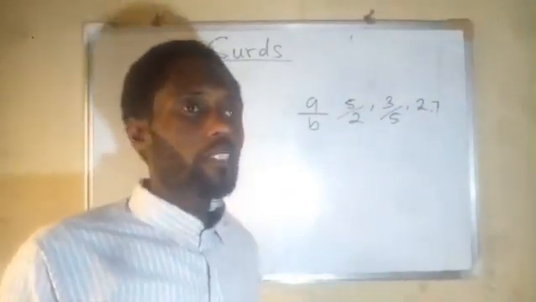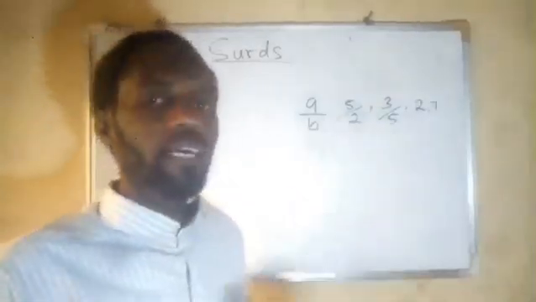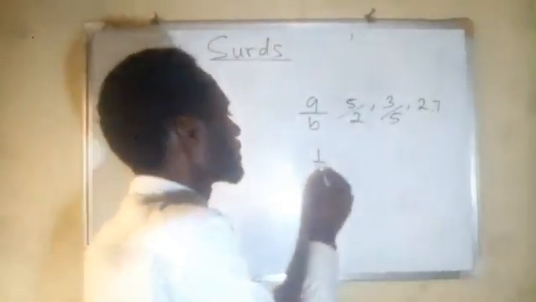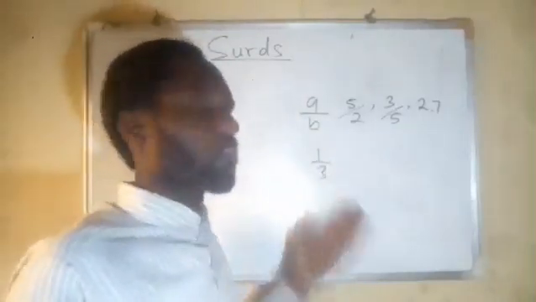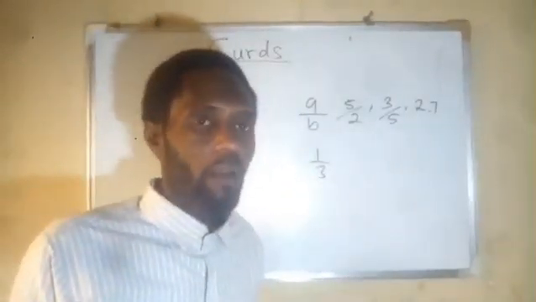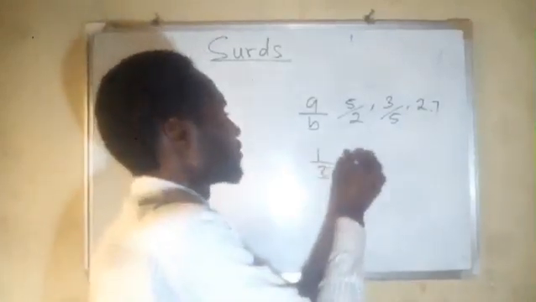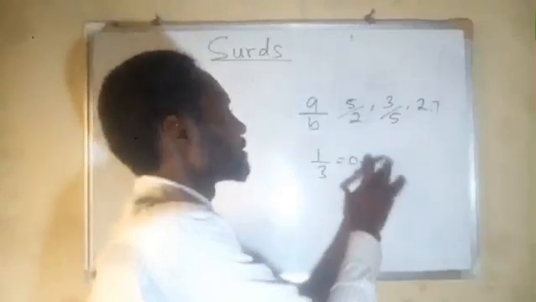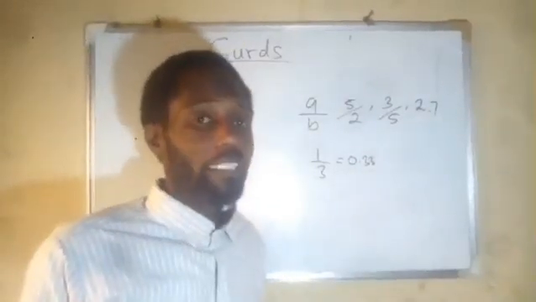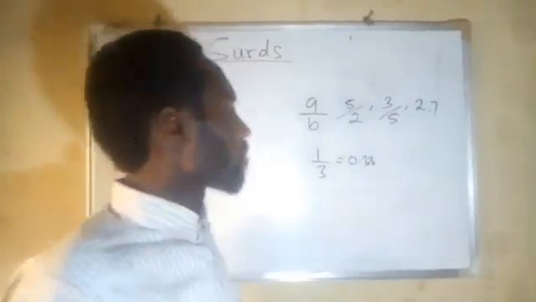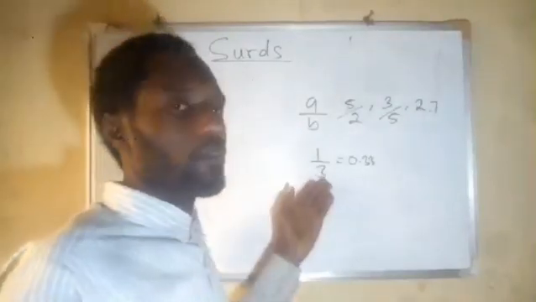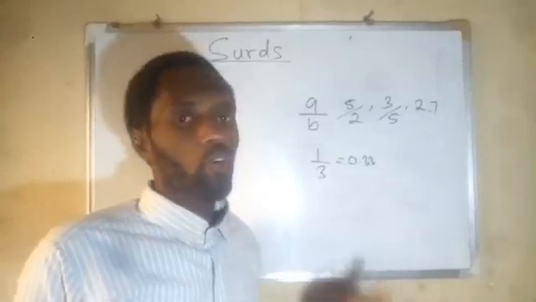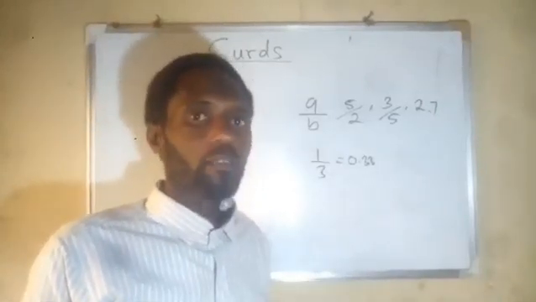While irrational numbers are numbers that cannot be expressed in this form, meaning they are the opposite of this. Example, 1 over 3. We cannot get the exact value of 1 over 3. We only obtain its approximate value, maybe 0.333. This one is a recurring decimal, so we can only get its approximate value, not the exact value. So in a nutshell, surds are irrational numbers, or we can put it this way: surds are roots of rational numbers.